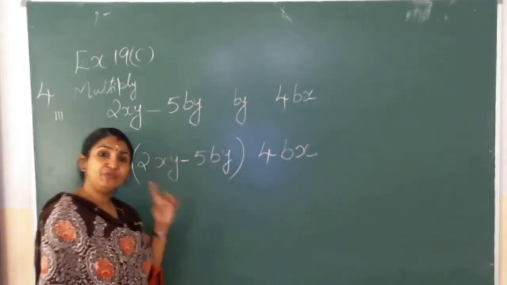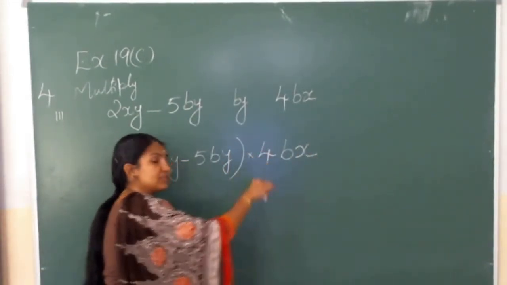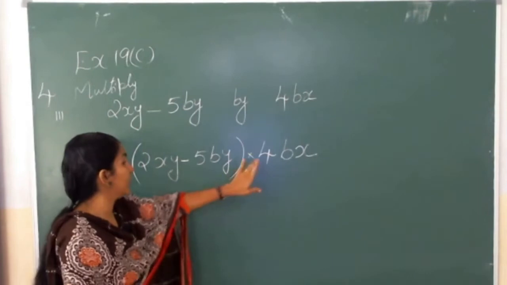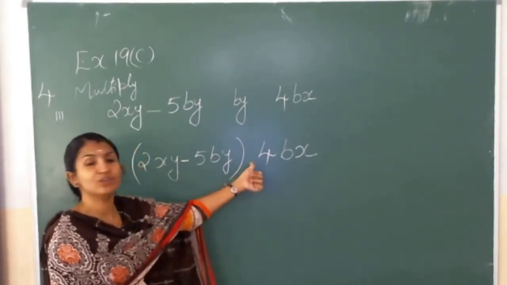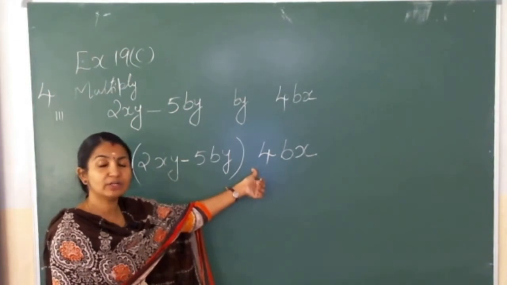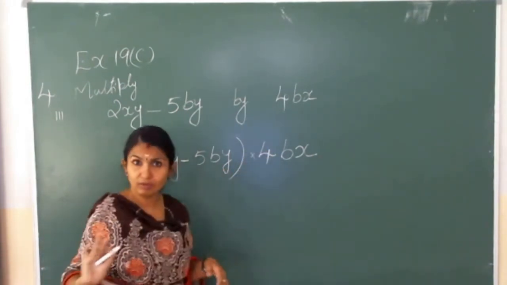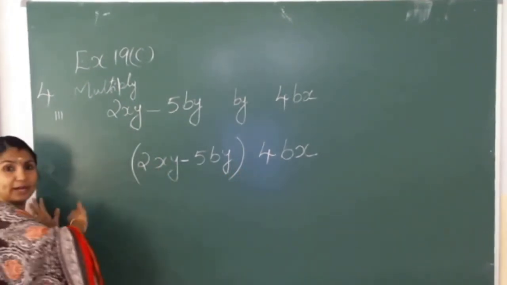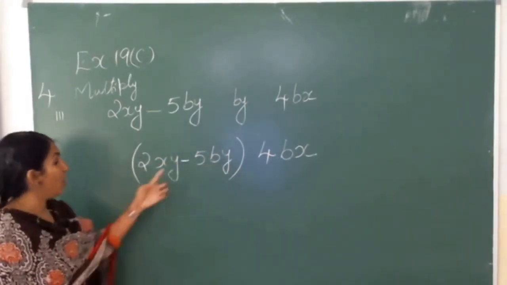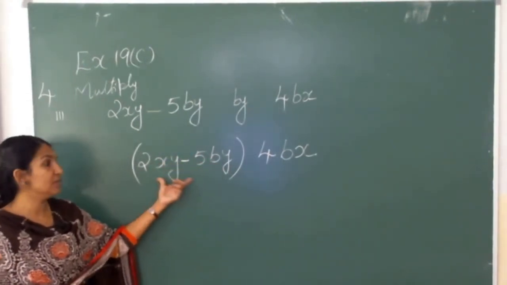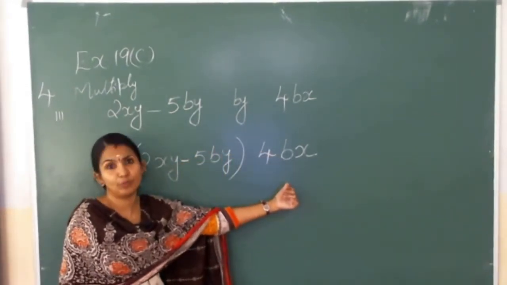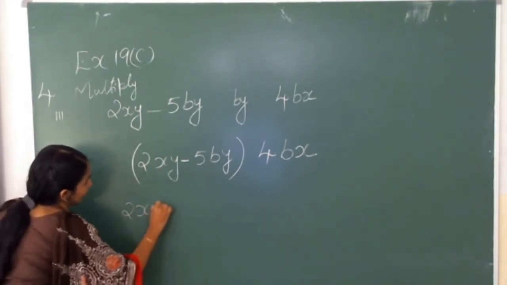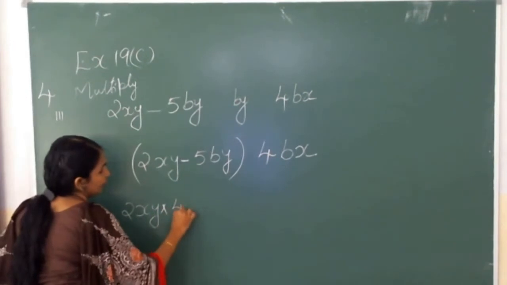4bx. If we do not write a multiplication sign here, it is still clear that we should multiply these two. So it is not compulsory to write a multiplication sign. If you write it, it is not wrong, but there is no need to write. Both are the same. Each term of this binomial should be multiplied by this monomial. So how can we write? The first term is 2xy into 4bx.